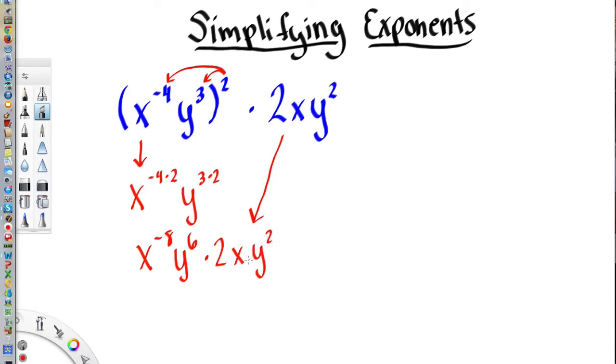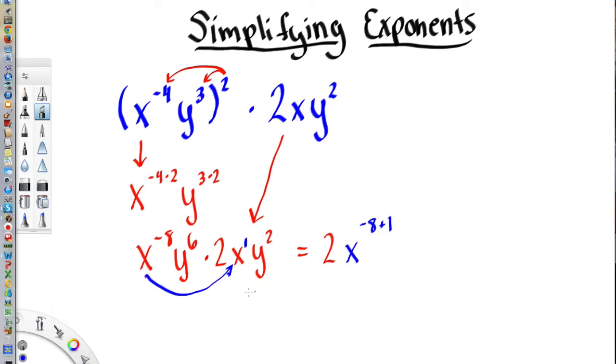Now I want to combine like terms. First of all, I have only one number, which is 2, so that 2 is just going to come along with the expression. But now I do have an x to the negative 8th power times x. And I know when I multiply these two, what I'm going to get is x to the negative 8th power plus 1, because technically just x all by itself is x to the first power.